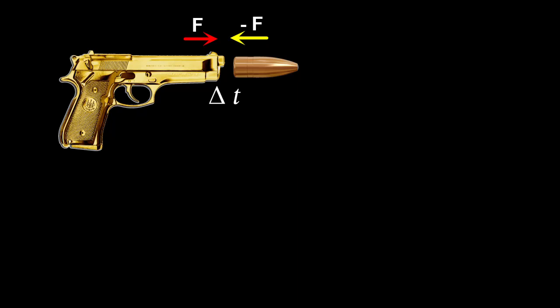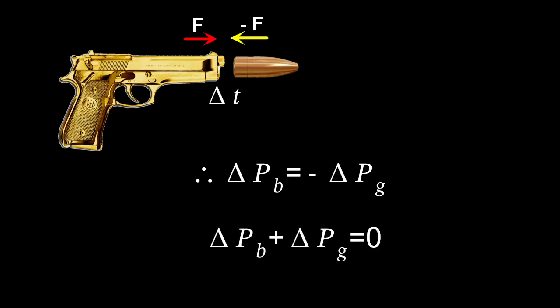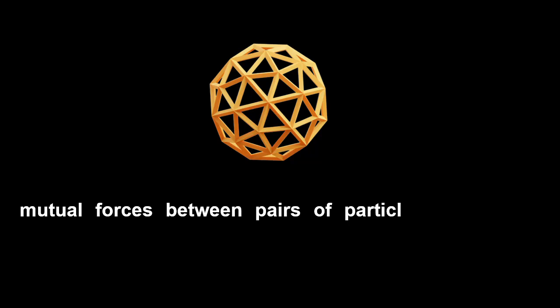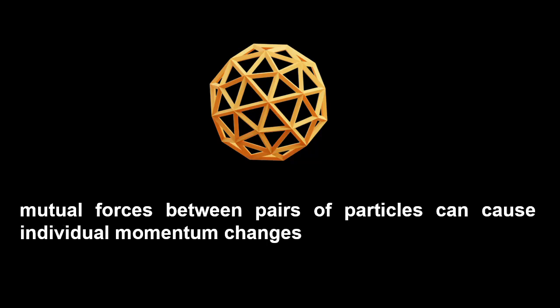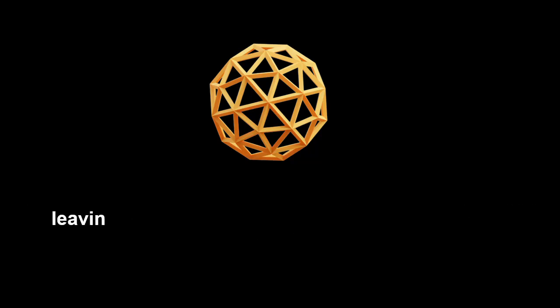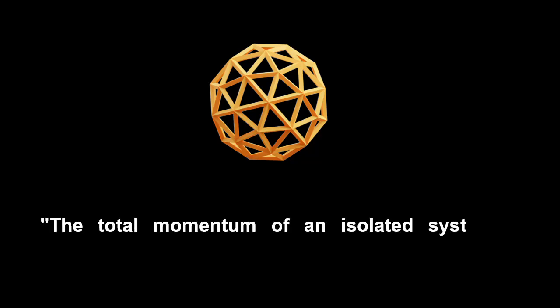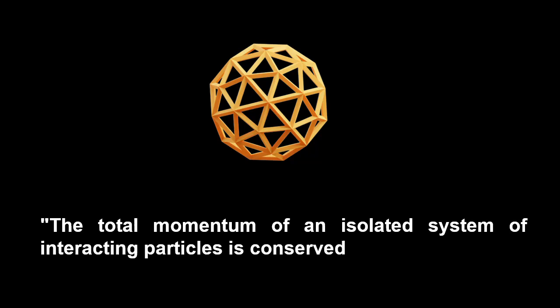The change in momentum of the bullet, delta pb, is equal and opposite to the change in momentum of the gun, minus delta pg. Thus, delta pb plus delta pg equals 0, indicating that the total momentum of the system, bullet plus gun, is conserved. In an isolated system, with no external forces, mutual forces between pairs of particles can cause individual momentum changes, but they cancel out in pairs, leaving the total momentum unchanged. Thus, the total momentum of an isolated system of interacting particles is conserved.